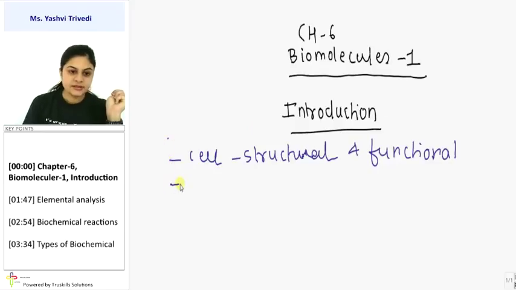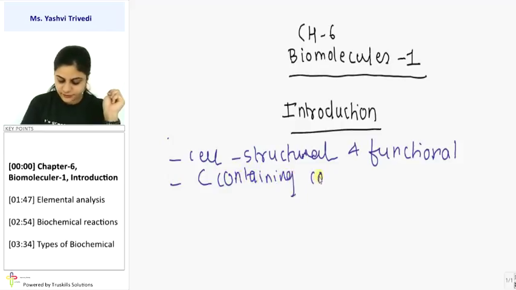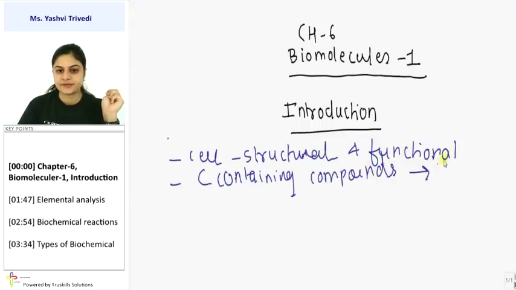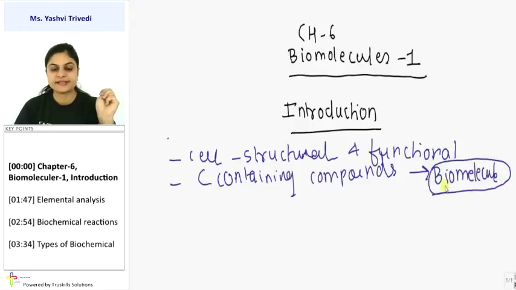All the carbon containing compounds which are found in the living organism are said to be biomolecules. Whatever the carbon containing compounds in the living tissues are, they are said to be biomolecules.